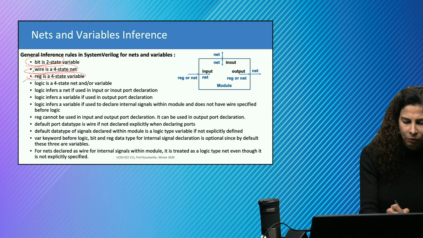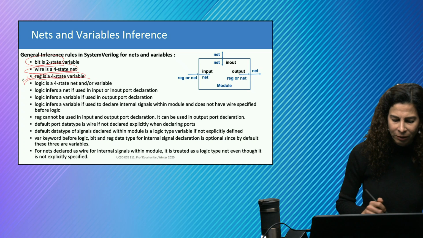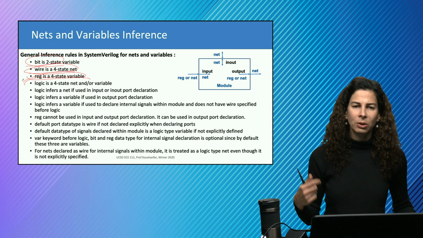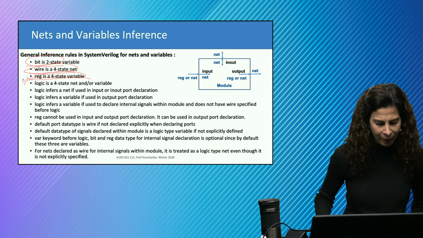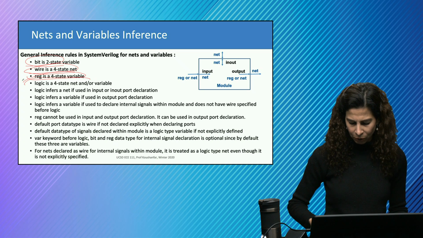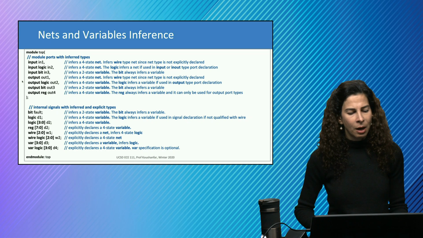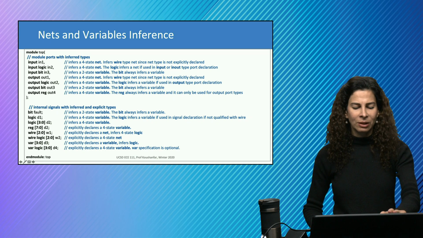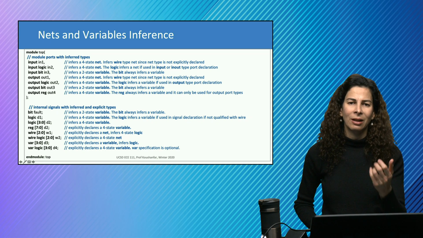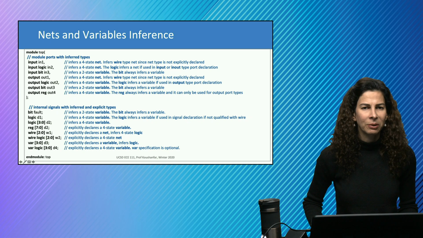The register is a 4-state variable. Logic is a 4-state variable. And you had that information on some of the previous slides as well. Here is just a summary for you if you want to take a look at this and figure it out. More detailed explanation and examples here.